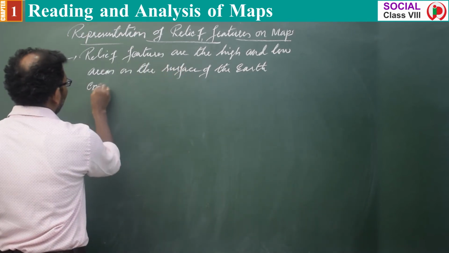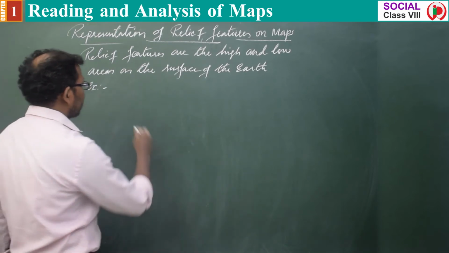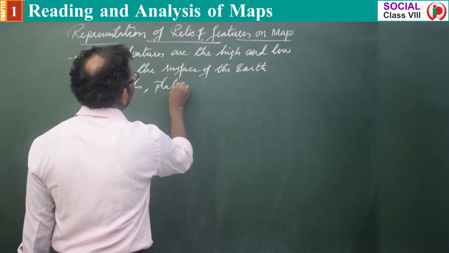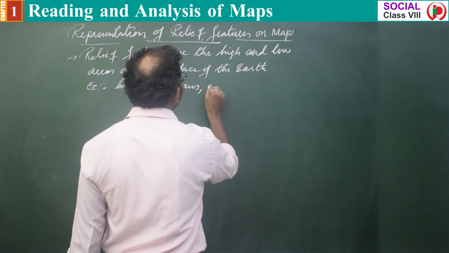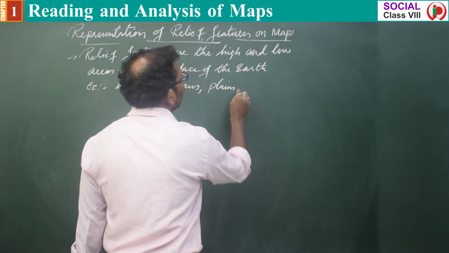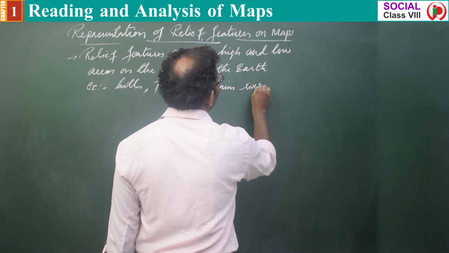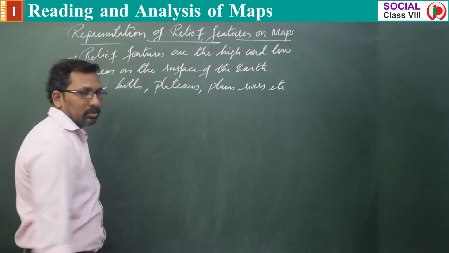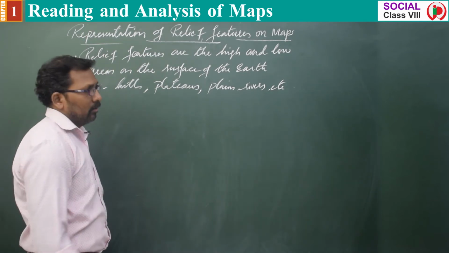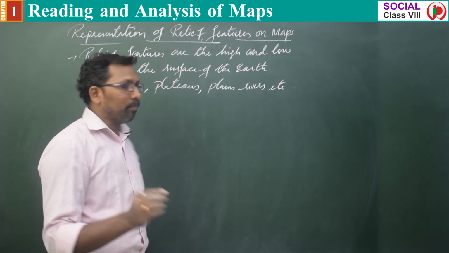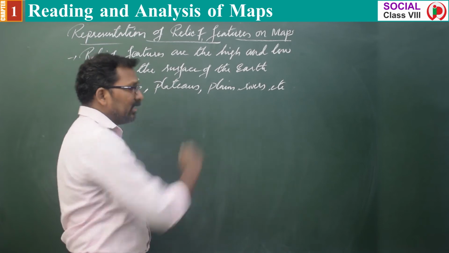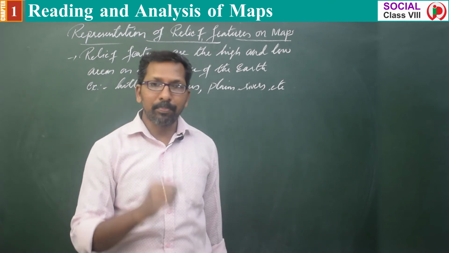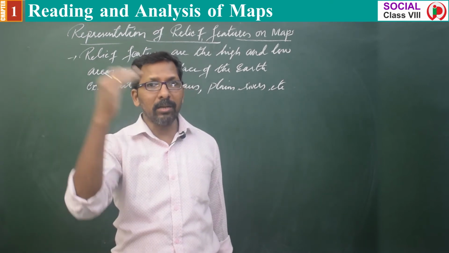Okay, examples of relief features. What does a relief feature consist of? Relief features consist of hills, plateaus, plains, rivers, etc. So, these are the different relief features which are present on the earth's surface. If you look at the map, you cannot see all these particular features. It is not possible to show mountains or plateaus on a map. Then how to show these mountains and plateaus on a map?